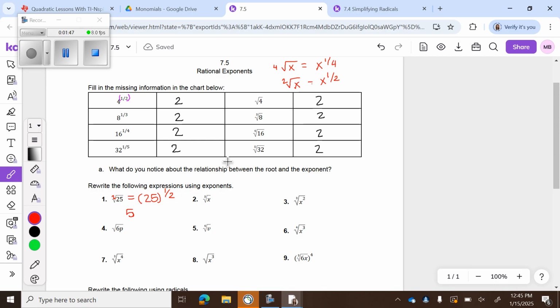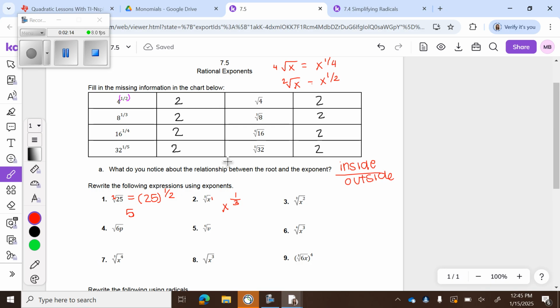All right, number 2, I've got the cubed root of x. What I want you to do, anytime you don't have something with an exponent, remember you can always put a 1 here, and it's going to go inside over outside. That's a really good way to remember that. So the inside is a 1, over the outside is a 3, so it becomes x to the 1/3.